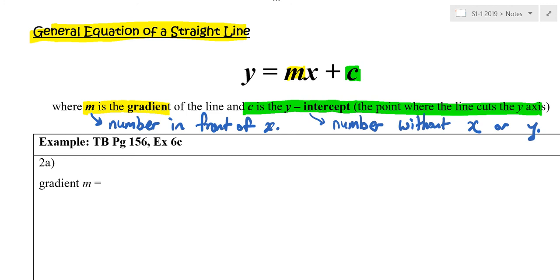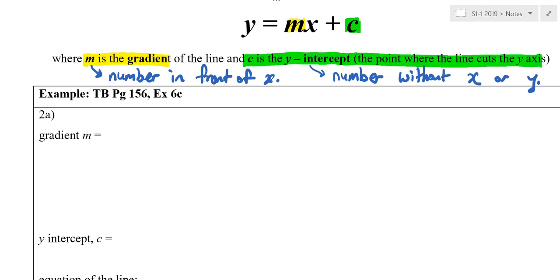Okay. Now let's take a look at page 156 of the textbook. Can everyone take out your textbook now? Turn to 156. Okay, turn to 156. Let's start. Now 156. Exercise 6C, question 2A. Okay, I'm going to draw.